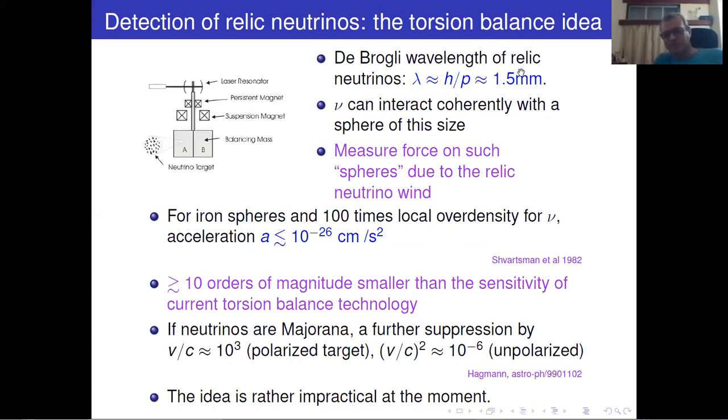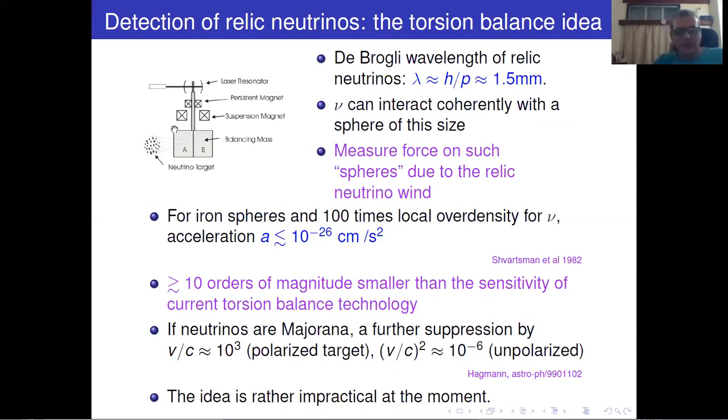Now, the relic neutrinos that form this whole dark matter around us end up having a de Broglie wavelength of the order of 1.5 millimeters. You know this because you know the temperature, so you know the average energy of this. If you know average energy, then the same as average momentum, h by p calculated is 1.5 millimeters. Which means that the neutrinos in the dark matter around us can interact coherently with spheres of size 1.5 millimeters.